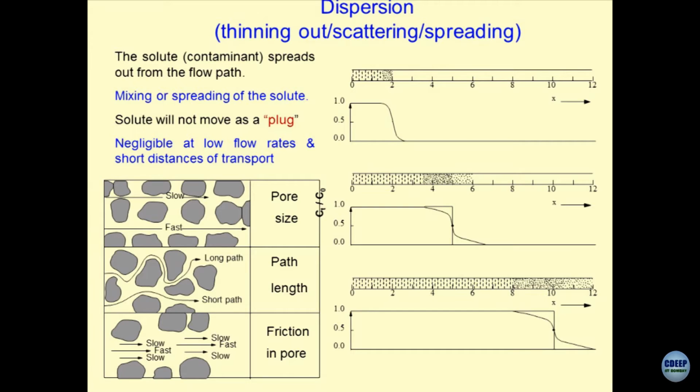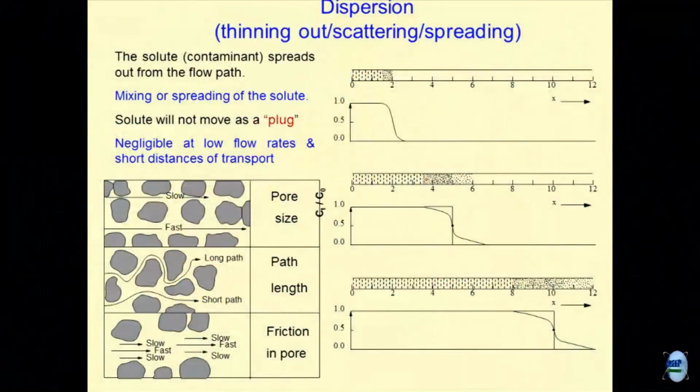Sir, why at the bottom the dispersion is least? It is not the bottom dispersion is least. You are talking about this figure? It is getting reduced. No, it is not that. It is just to show you that if the pore distance is too much, the velocity is going to be more, discharge is going to be more as compared to the smaller pores. Second logic could be the path length. Third logic could be the friction.